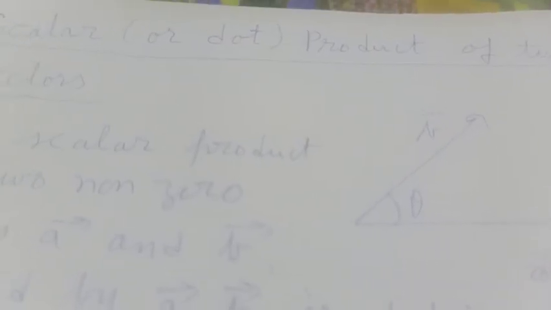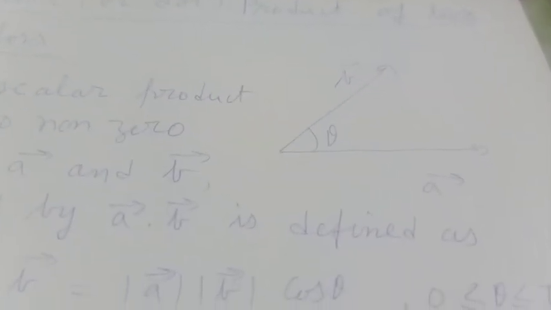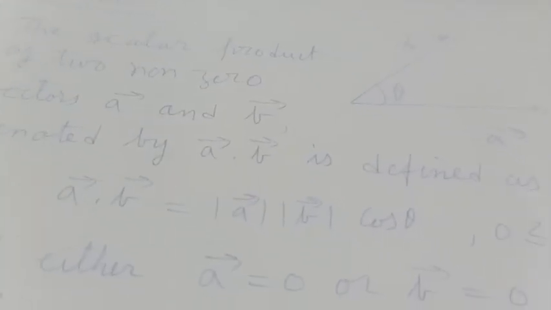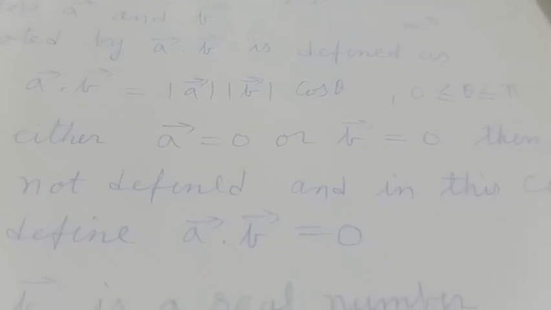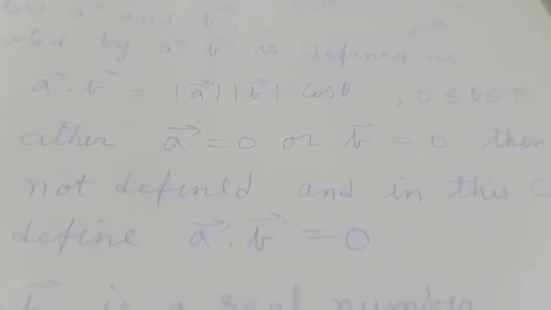Now we will discuss the scalar or dot product of two vectors. Now see the figure. We are seeing two vectors a and b inclined at an angle theta. So we define the scalar product of two non-zero vectors a and b as mod a mod b cos theta, and we denote this product by vector a dot vector b. So vector a dot vector b equals mod a mod b cos theta, where 0 is less than or equal to theta less than or equal to pi.